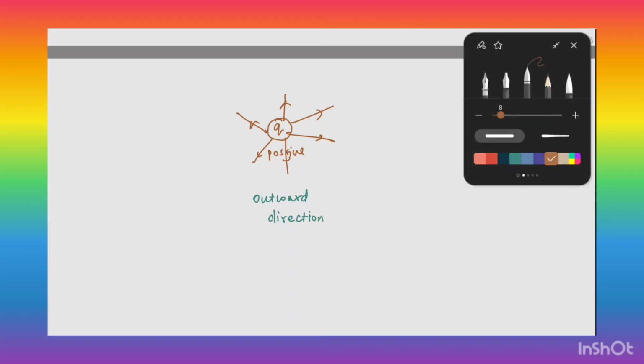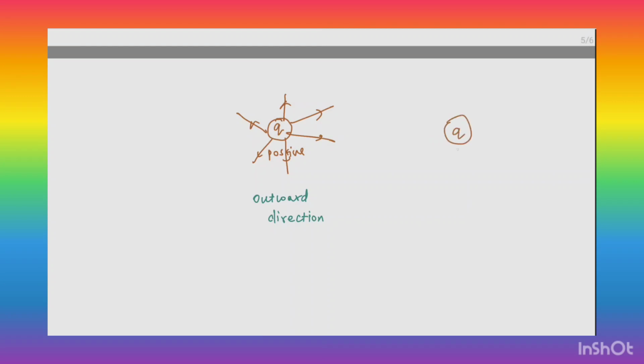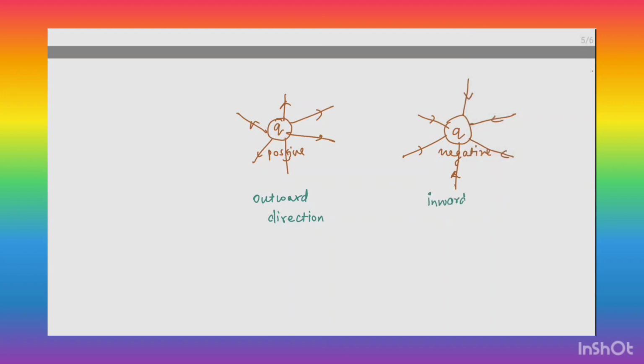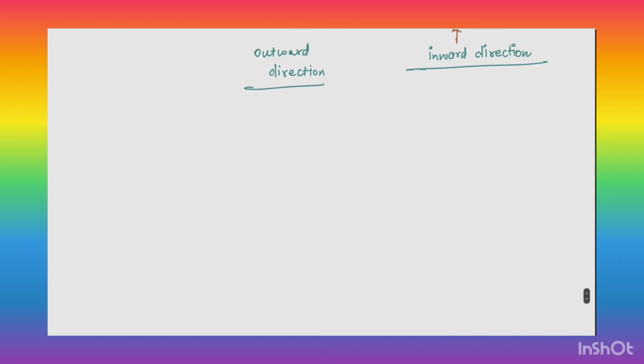If a charge is negative charge, then electric field produced will be in this way. Inward direction. Electric field lines are imaginary lines. Never form a loop.